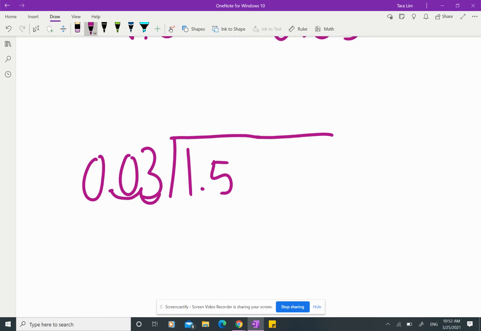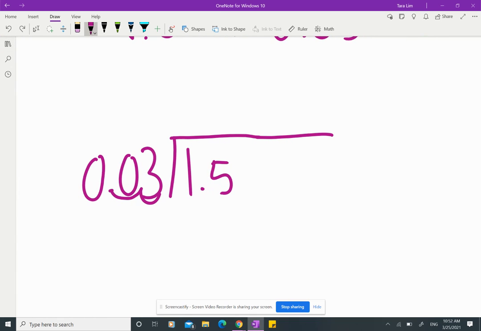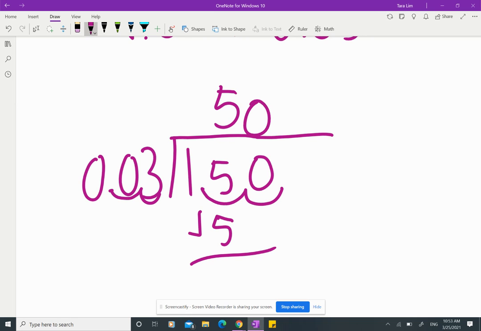Now, be careful. We cannot move 2 times here because the decimal point is here. So we will move the decimal point 2 times. We must always go from the decimal. So that will give us 150. 150 divided by 3 gives us 50.